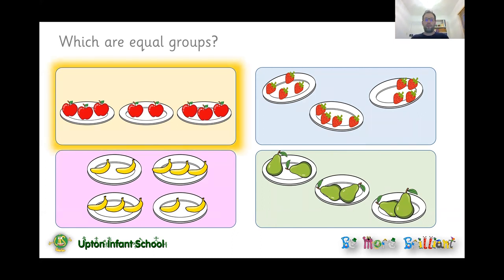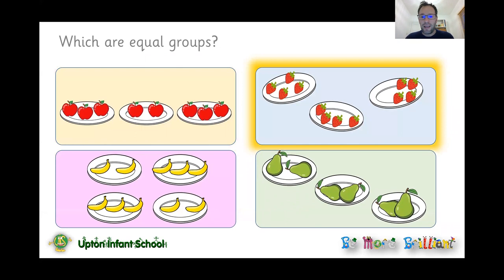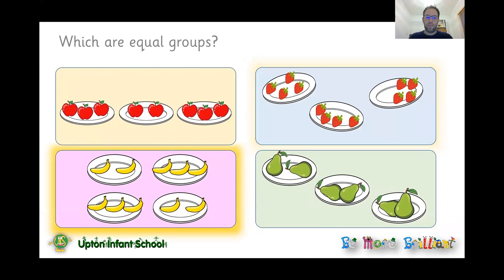So first of all, our yellow picture with our apples. We've got 3 plates there, and those apples are arranged nice and neatly, but they haven't got the same on each plate. We've got a plate of 3, a plate of 2, and a plate of 3. So those apples are not in equal groups. Let's look at the strawberries. The strawberries are not arranged quite as neatly as the apples, but on every one of those 3 plates, there are 4 strawberries. So they've got the same. Those are equal groups.